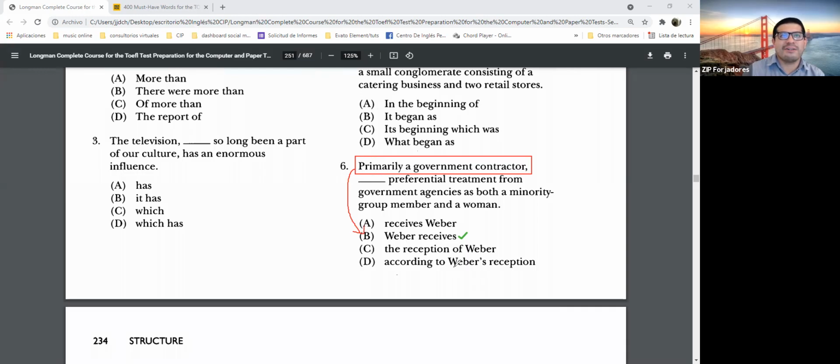Weber, primarily a government contractor. All right. Very good. So yes, letter 6 is letter B.